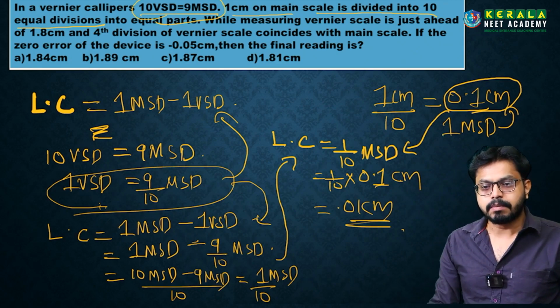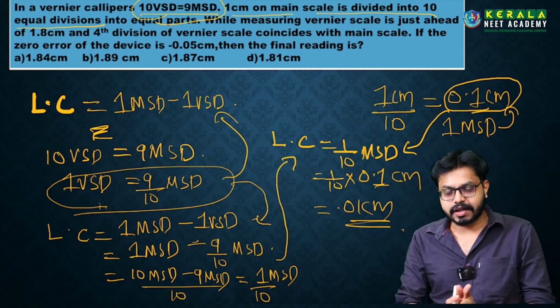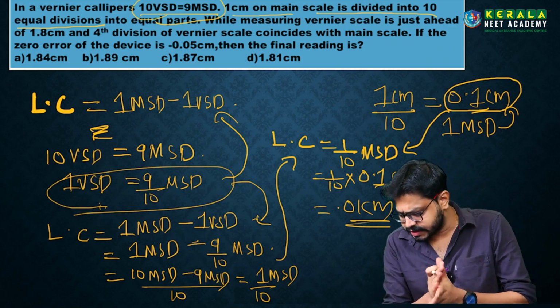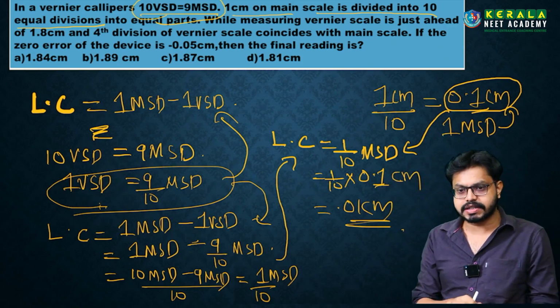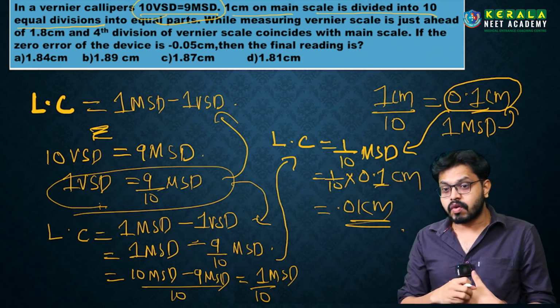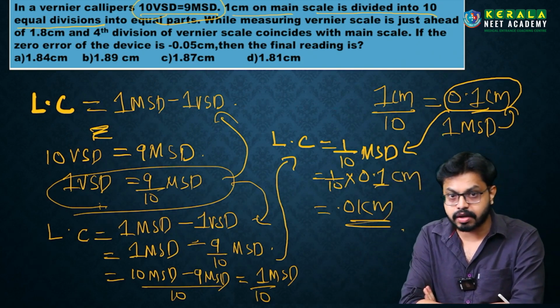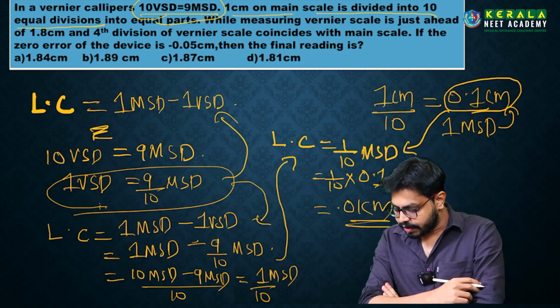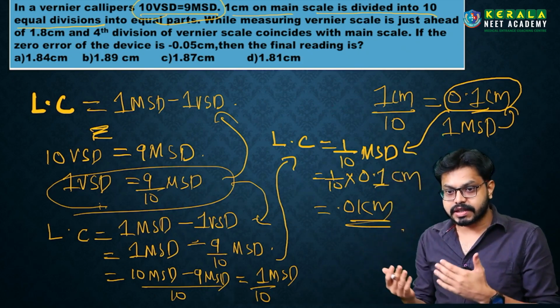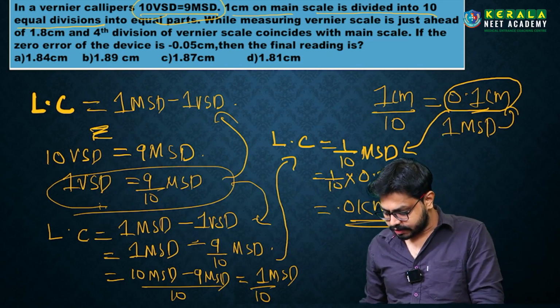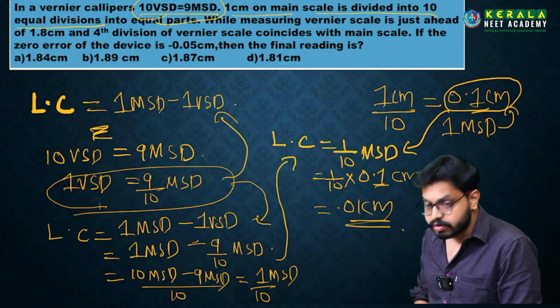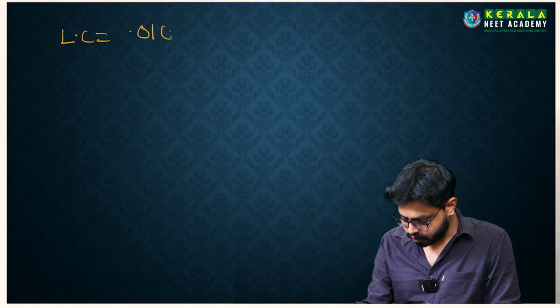What is the least count? 0.01 centimeter. Correct? Okay. So we got the least count. Next, we have to find the final reading. Final reading is MSR, VSR, LC. So we got the least count is equal to 0.01. So from that question, we got least count is equal to 0.01 centimeter.